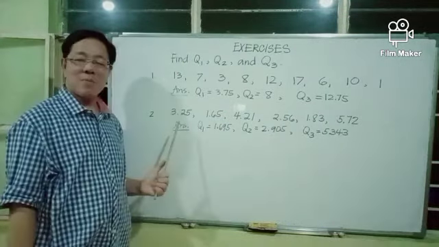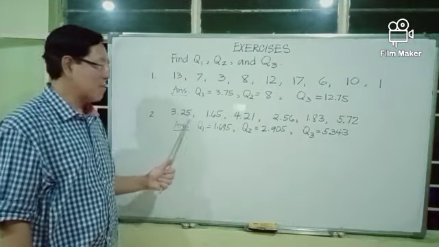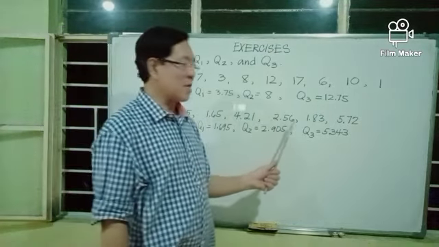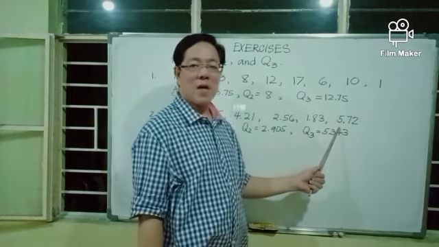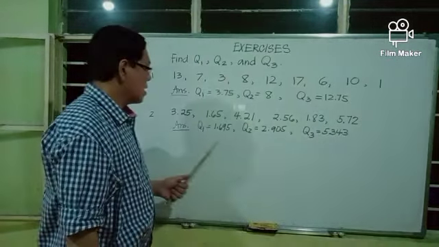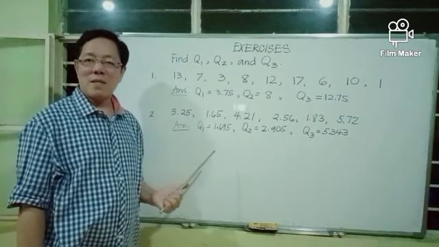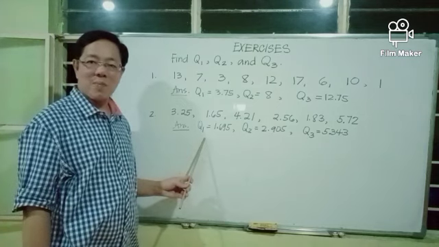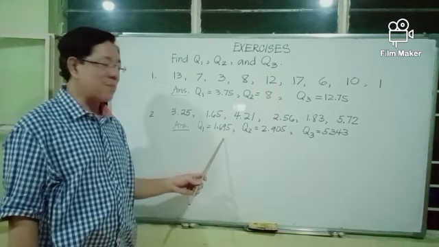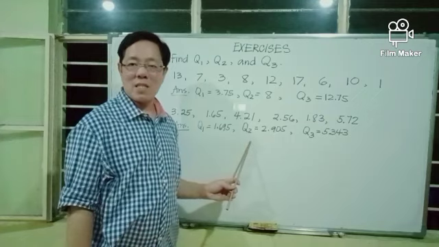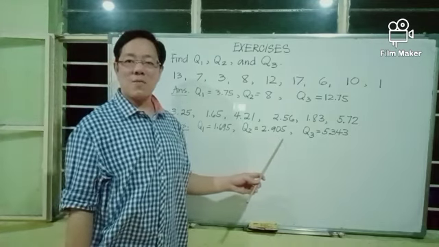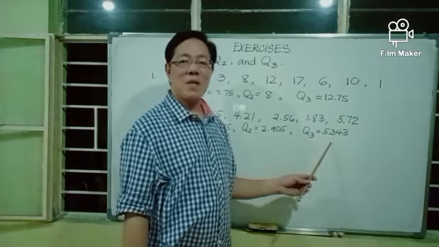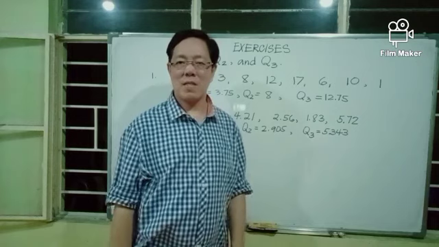In number 2, the given measurements are 3.25, 1.65, 4.21, 2.56, 1.83, and 5.72. And for this exercise, I give you the answers. The first quartile, correct to 3 decimal places, is 1.695. The second quartile to 3 decimal places is 2.905. And the third quartile or the upper quartile is 5.343, correct to 3 decimal places.